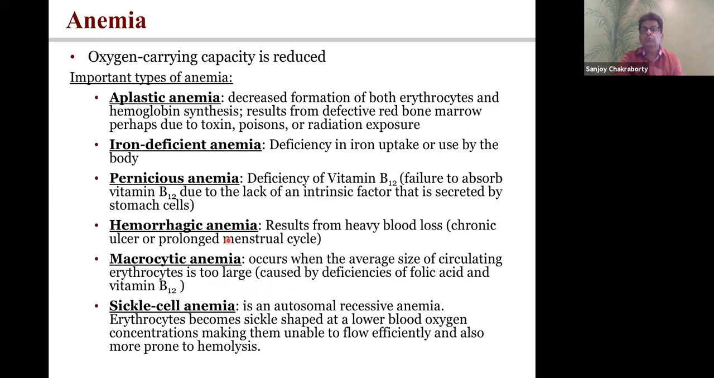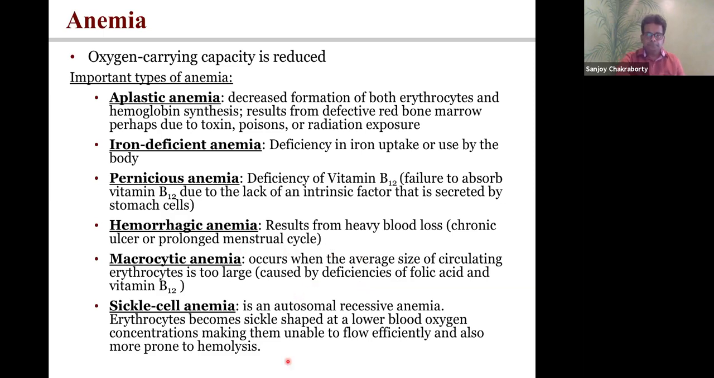Hemorrhaging, losing blood. It could be diseases like an ulcer or any big damage in your body, or as simple as, during the reproductive age of women, the menstrual cycle. That can also cause hemorrhagic anemia.